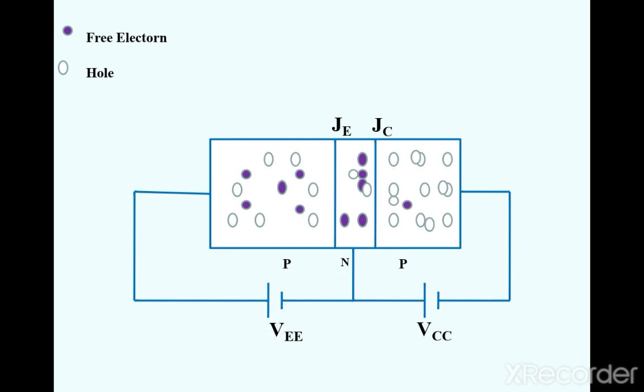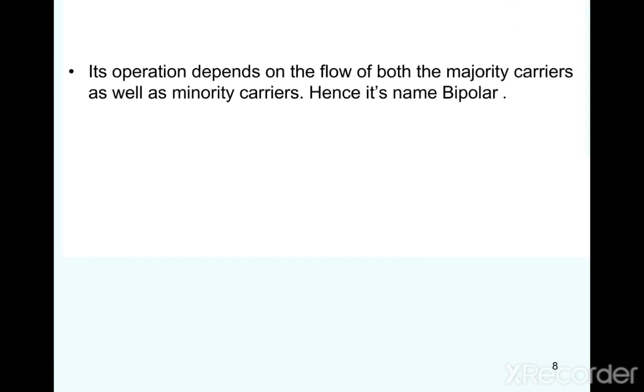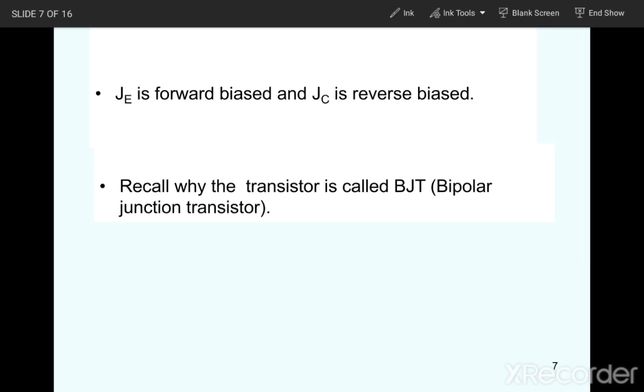So here JE is in forward biased mode and JC is in reverse biased mode. So we call this transistor a BJT. BJT means bipolar junction transistor. Why? Because this transistor contains two junctions.